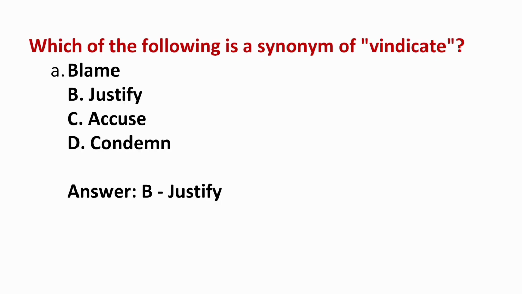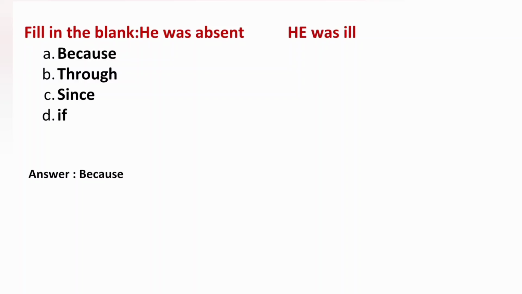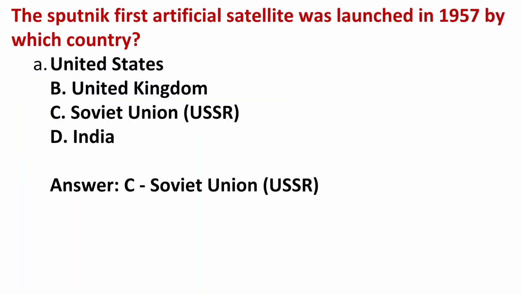Justify. Fill in the blank. He was absent ___ he was ill. A. Because. B. Through. C. Since. D. If. Answer: Because. The Sputnik, the first artificial satellite, was launched in 1957 by which country? A. United States. B. United Kingdom. C. Soviet Union, USSR. D. India. Answer: C. Soviet Union, USSR.